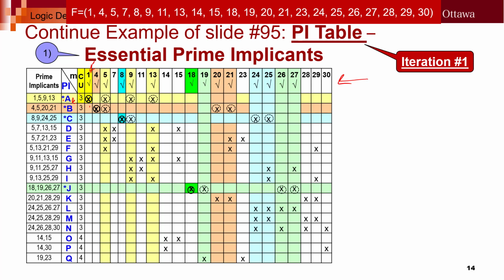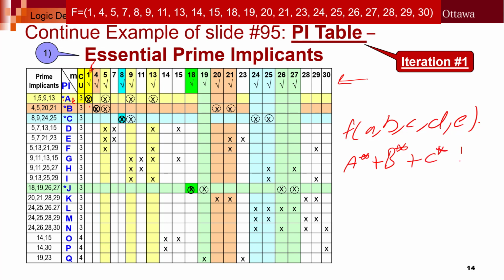After this, what I have to do is list my essential prime implicants in another table. So what are my essential prime implicants? They are A star, plus what else do I have? B has only one X in that column. Because it's the only one which covers four, I put B star, and then I have C star, then J star.